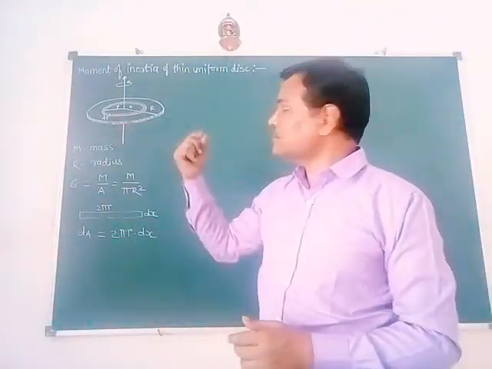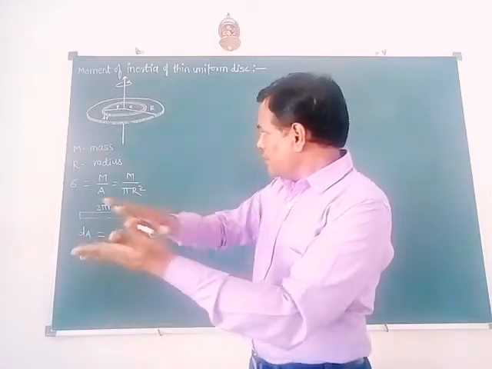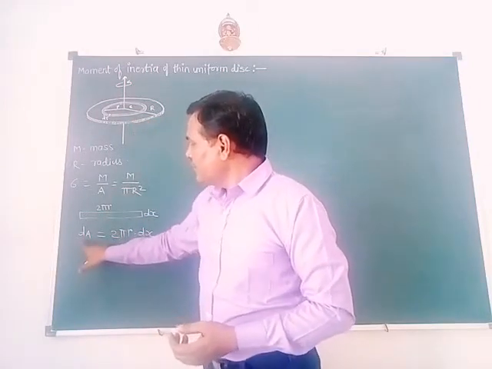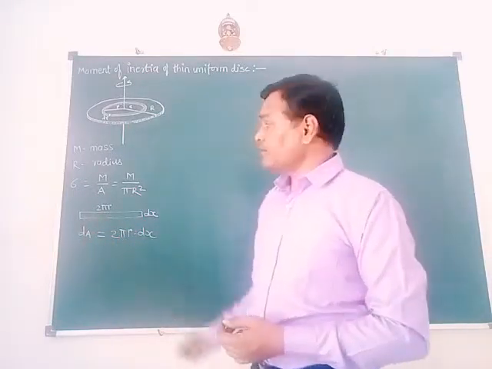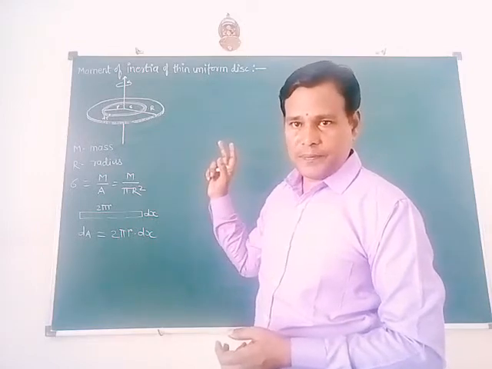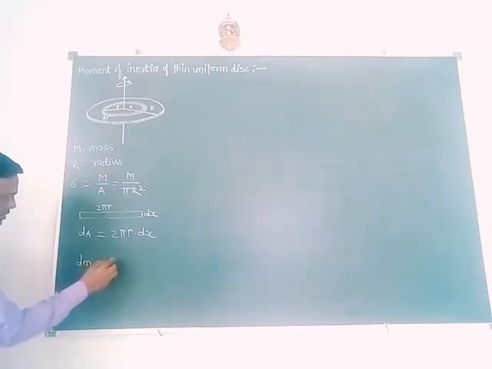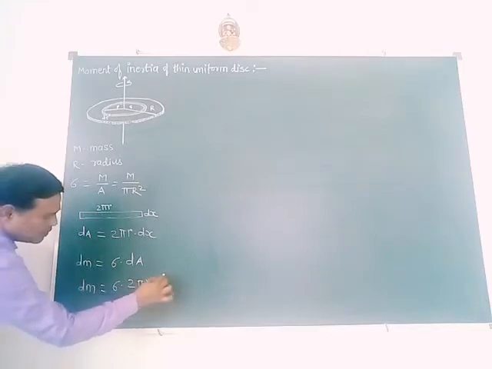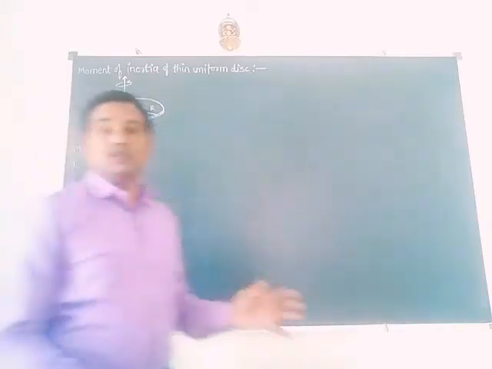There are such rings situated from the center to the rim, that is from 0 to capital R, along the surface of that disc. So for the small element ring, the area is equal to 2 pi r into dr. Using this we can find the mass of the element ring. The mass of the element ring can be written as dm equal to sigma into dA. So dm is sigma into 2 pi r into dr. This is the mass of the element ring.